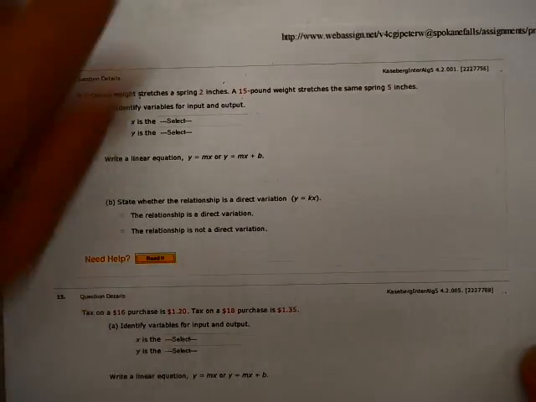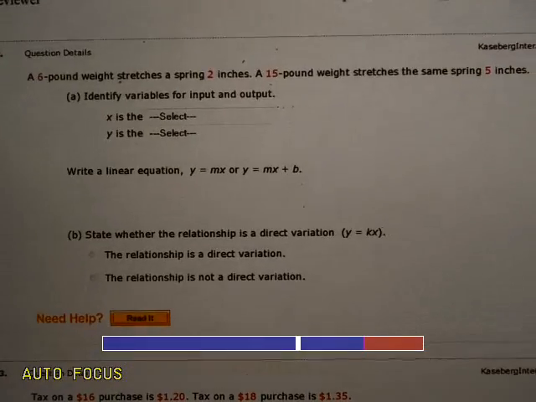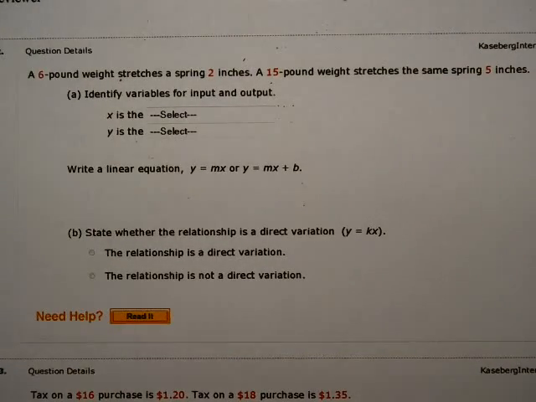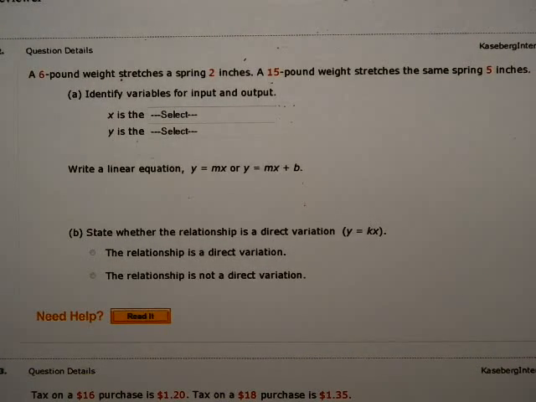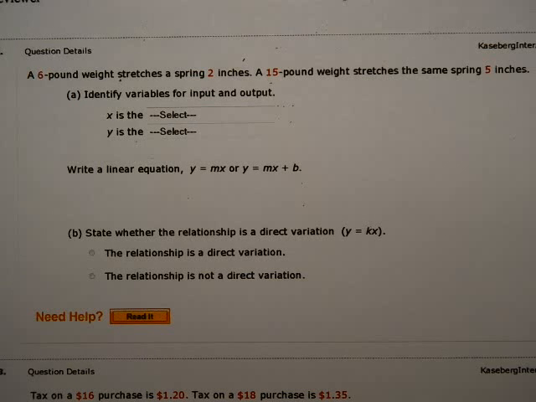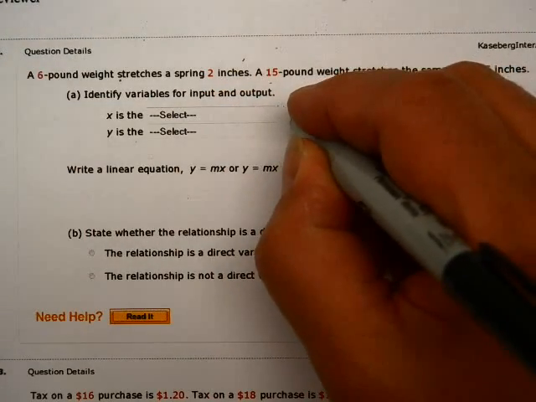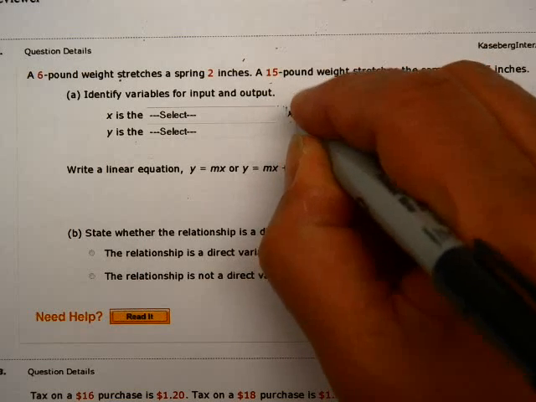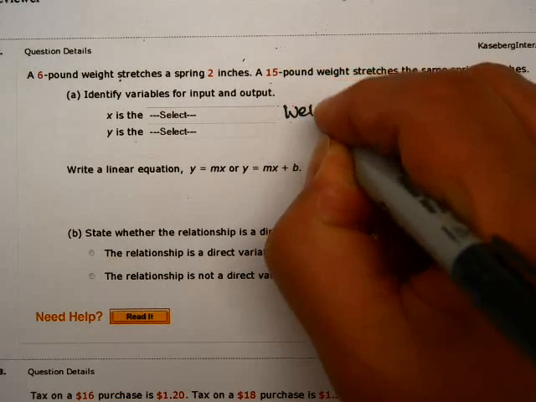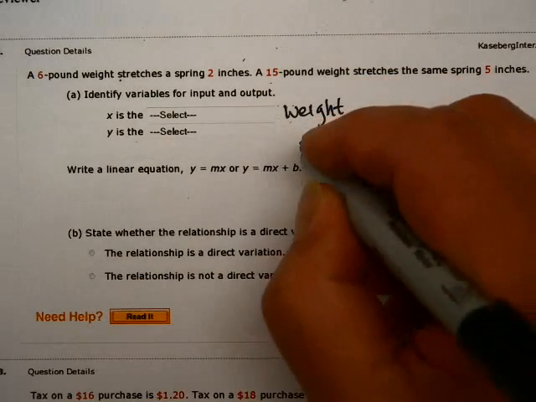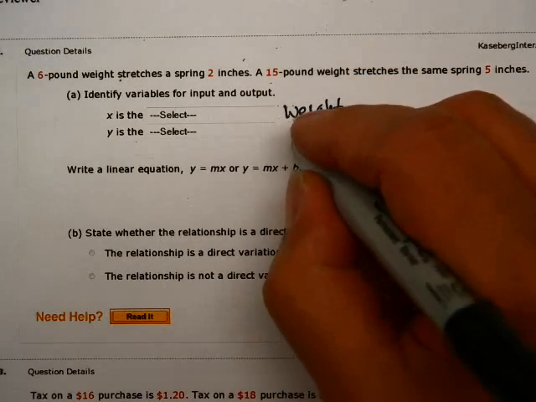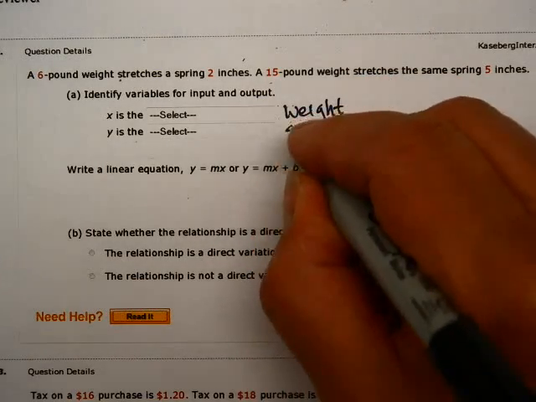Let's look at some problems from WebAssign. Let's start with this first one right here. I'll zoom in just a little so you can see it. A 6-pound weight stretches a spring 2 inches. A 15-pound weight stretches the same spring 5 inches. So we would like to find out a relationship between these two. I'm just going to let x be the weight, and y be the stretch of the spring, okay?